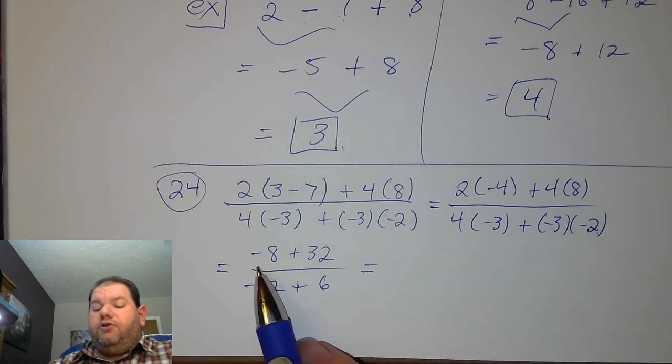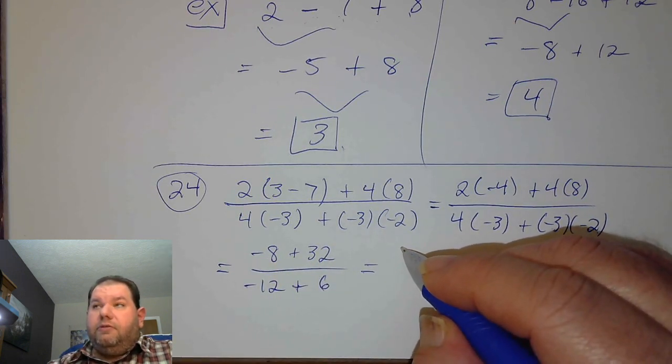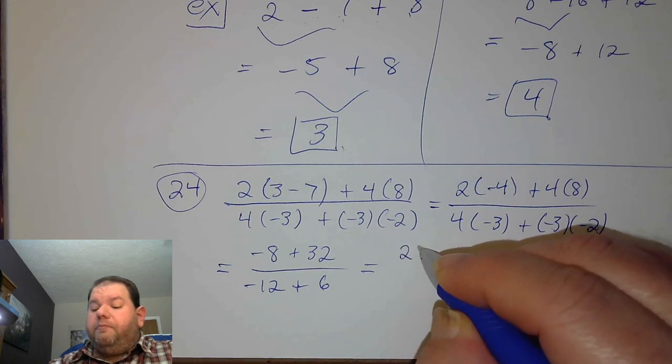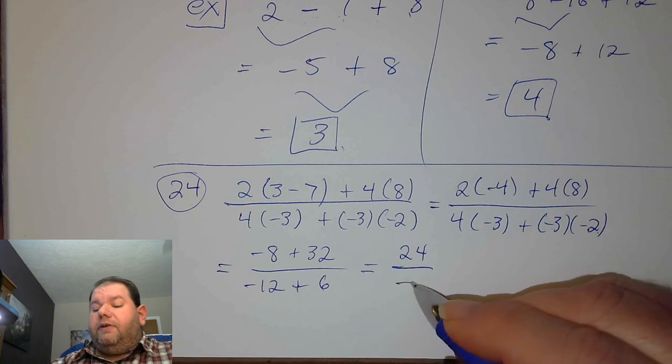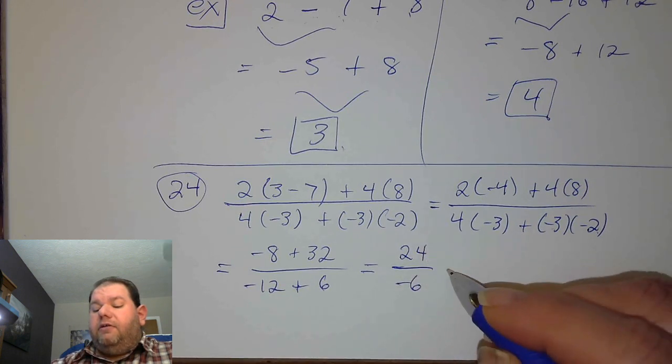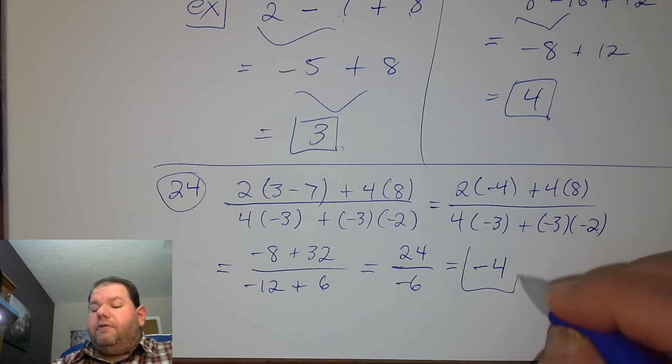We then do our additions, top and bottom. Negative 8 plus 32 is 24. Negative 12 plus 6 is negative 6. And then we divide. 24 divided by negative 6, negative 4.